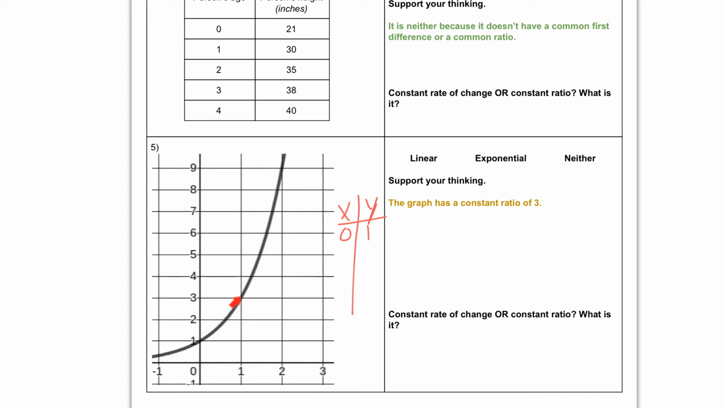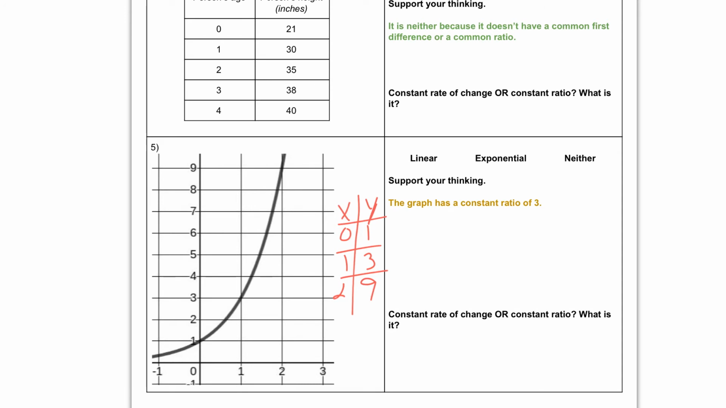Then the next point that I can get to is this point right here, which is the point 1, 3. So I'm going to put the point 1, 3 in my table. And I need 3 points to make sure that this is consistent and happening all the time. So then I'm taking a look at my last point, which is 2 and 9. So I'm going to go ahead and put the point 2, 9 in my table.